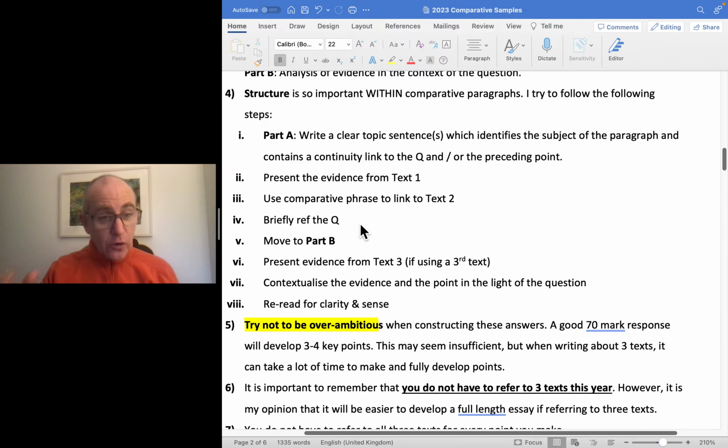Present your evidence from your third text if you're going to include your third text. And don't forget, this year you don't have to refer to 3 texts. 2 will do, and you won't be punished if you only deal with 2, so that's fine. And then in that second paragraph of the section, part B, give your contextualization.